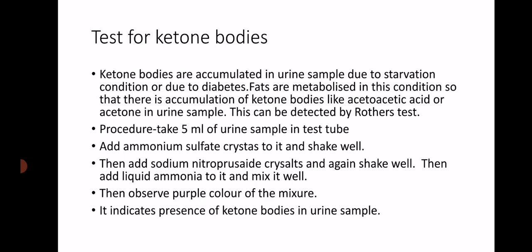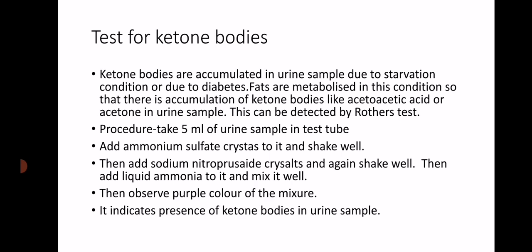So if you observe purple color ring, then it is indicating presence of ketone bodies into it. If you don't observe it, then it will indicate absence of ketone bodies. If you observe purple color ring, then it indicates positive test. So that indicates the presence of ketone bodies in the urine sample.